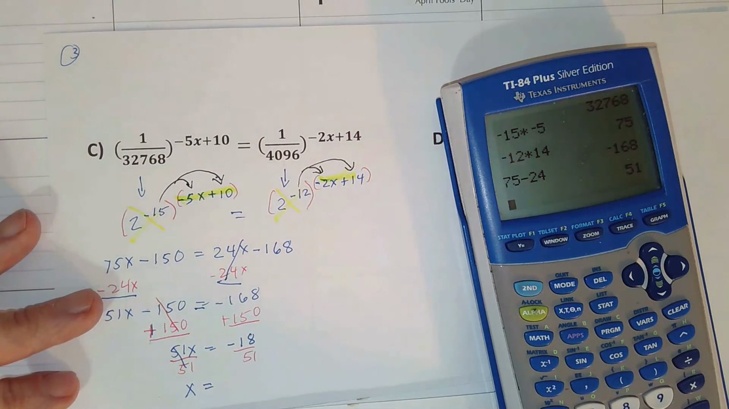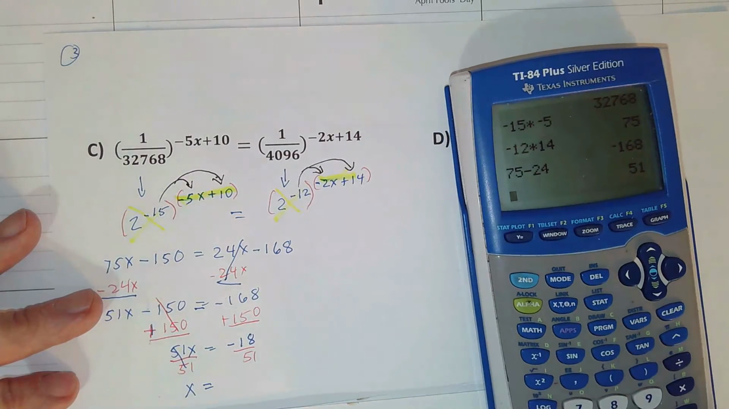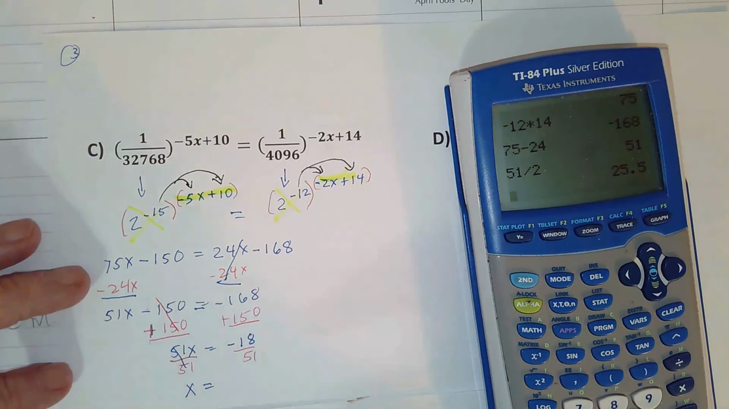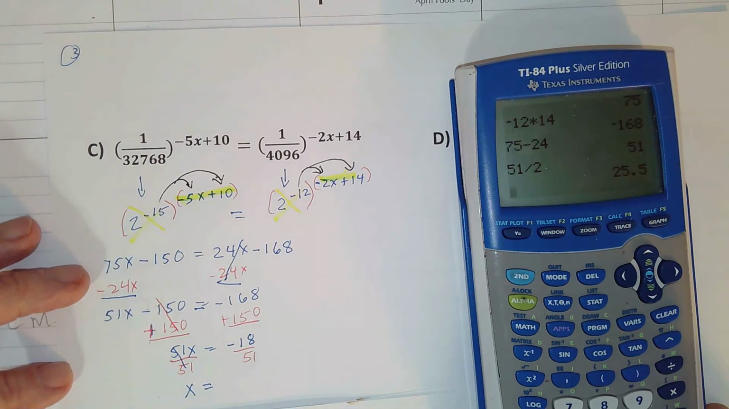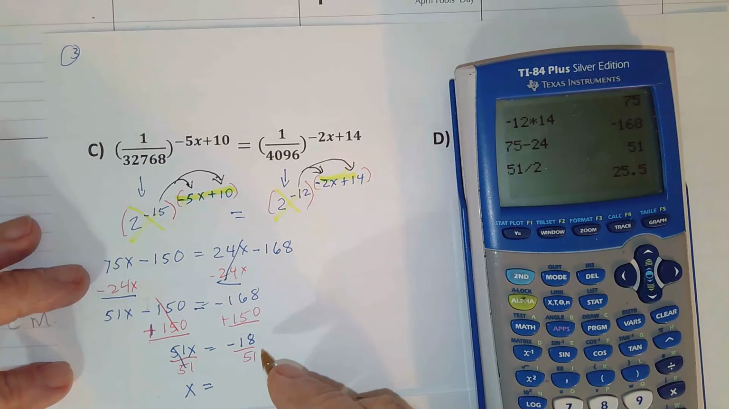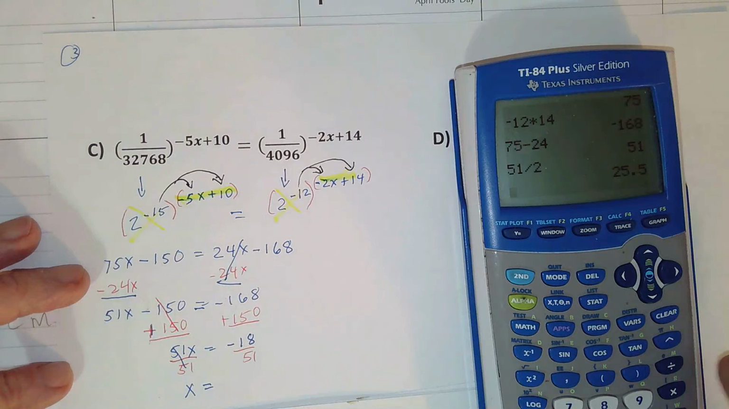I wonder if we can divide. Maybe we can divide, let's see if we can divide by 2. 51 divided by 2, it doesn't look right. Did I do this right? 75 minus 24 is 51. So we would be leaving this then as negative 18 over 51. Because I can't divide by, what can I divide? Can I divide 51 by 3? Let's just see. I think it's a prime number.